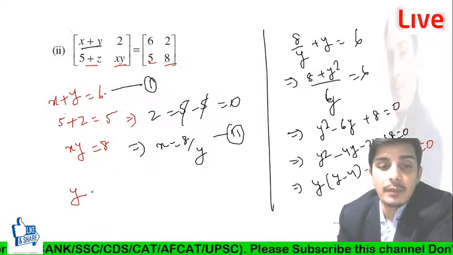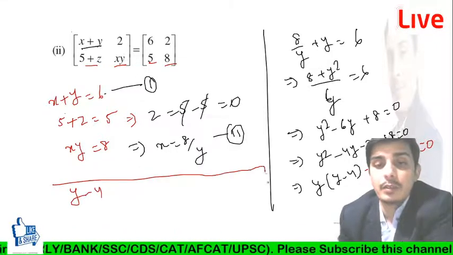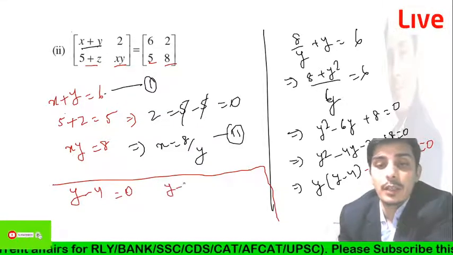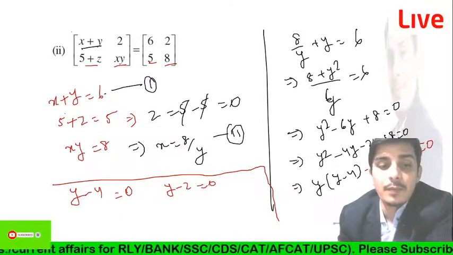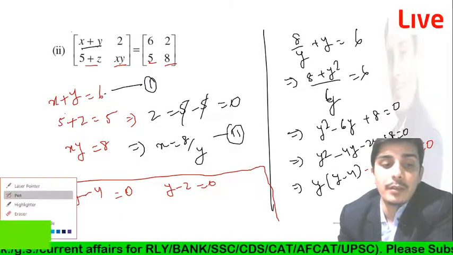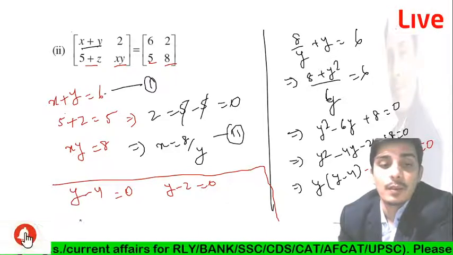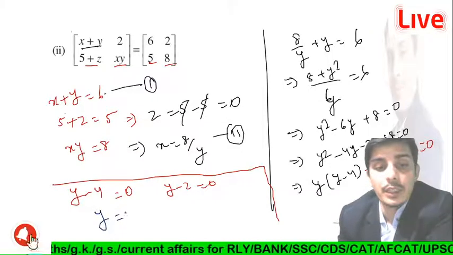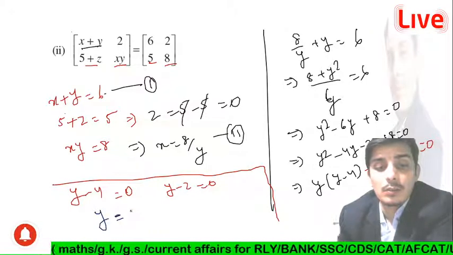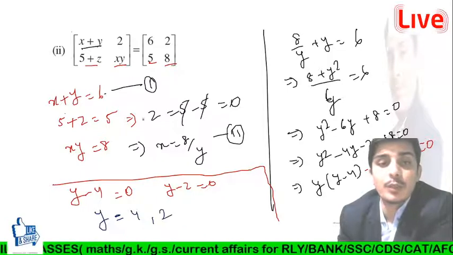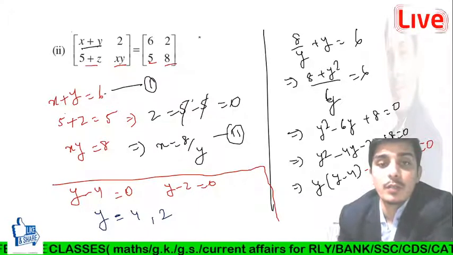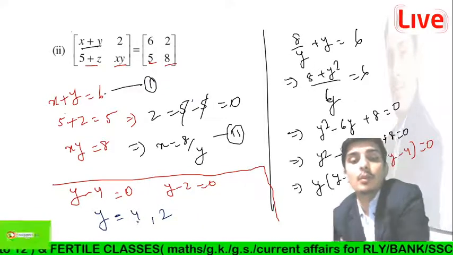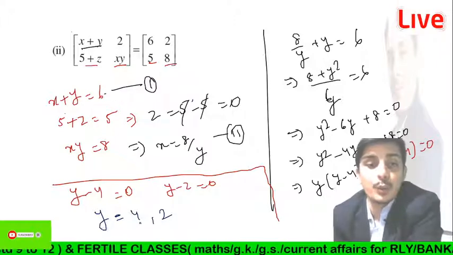So we have another piece of information, guys. y minus 4 is equal to 0, and y minus 2 is equal to 0, right? So we have got the values: y equal to 4 and y equal to 2. So x is equal to 0, right? We get the two values, y is equal to 4 and y is equal to 2.